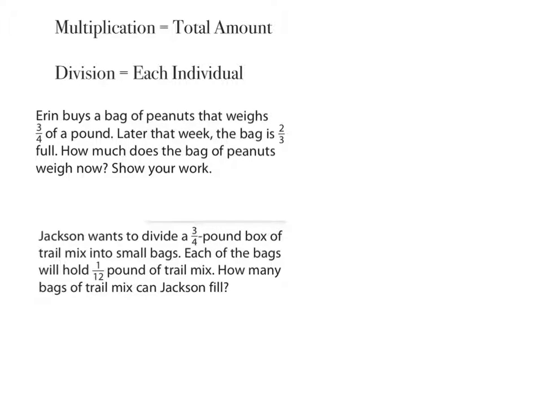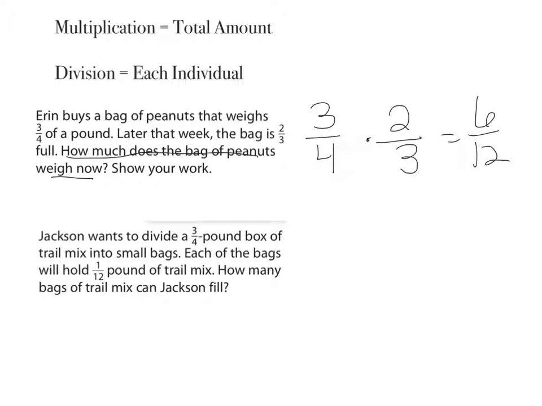So pause the video, just write down the operation and how you would set it up, and then unpause the video when you're ready. Welcome back. So if we're looking at this first one, they are talking about how much the bag weighs now. That's a total weight of the bag. So the first one is a multiplication problem. You would do 3/4 times 2/3 to get your answer, which is 6/12, or half a pound.